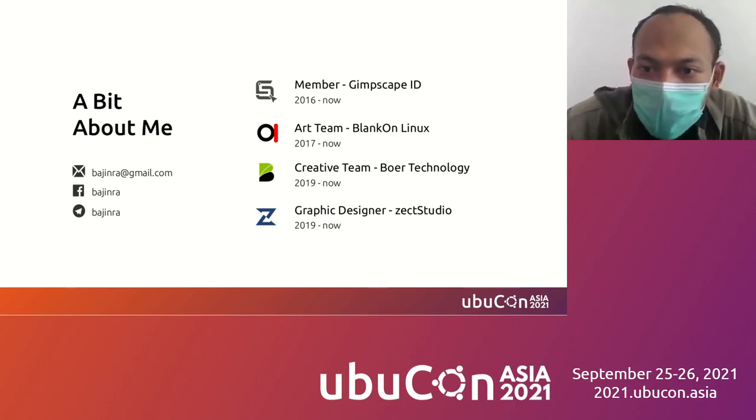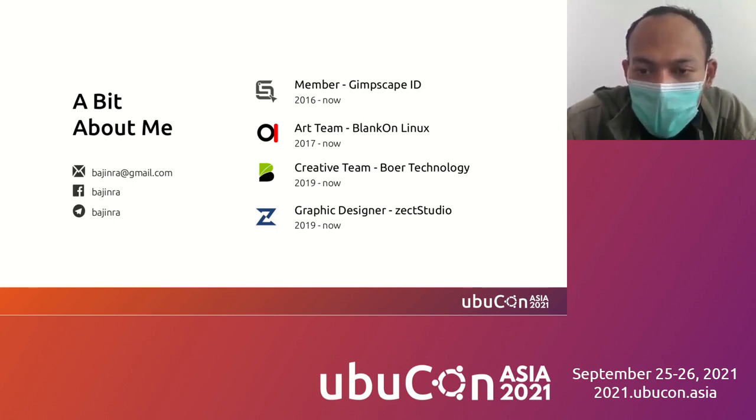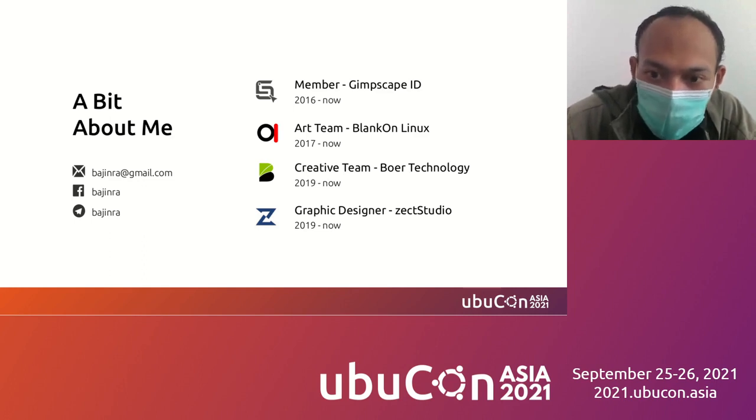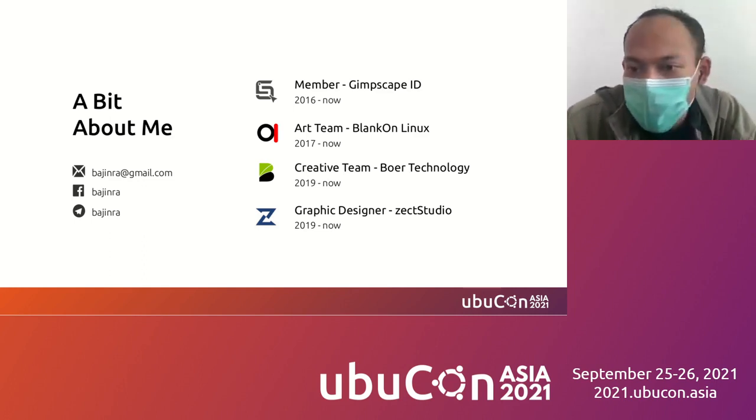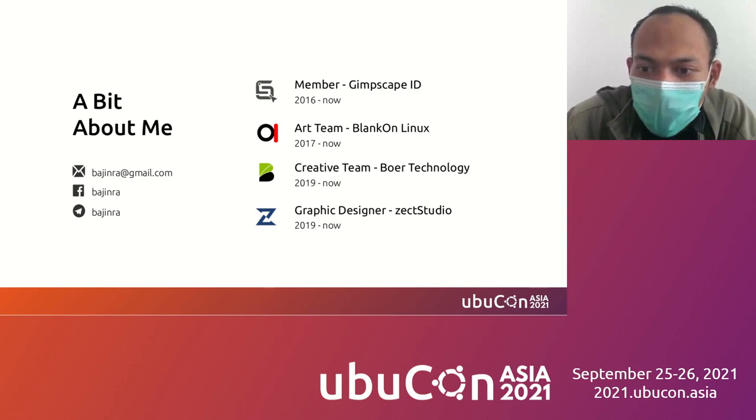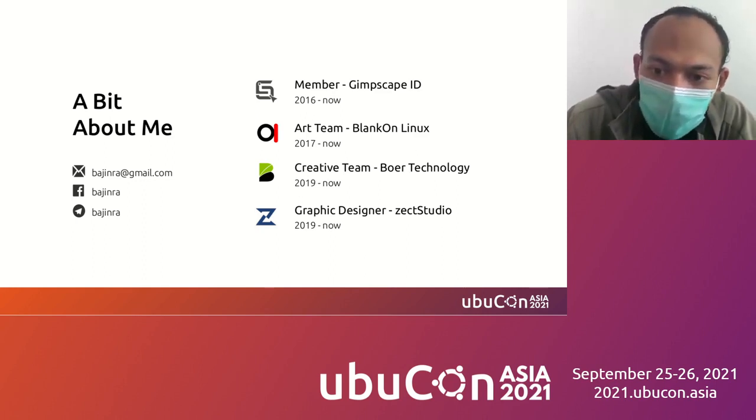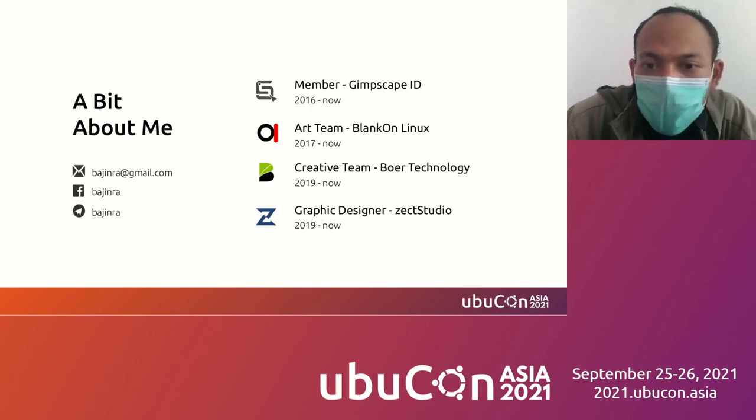This is a bit about me. I've been a member of Kimskip ID since 2016 until now. Then after that, I joined the art team of Blank on Linux. And then I also work as creative team at Pro Technology and also as a graphic designer at Zach Studio. You can contact me via email or Facebook and Telegram.